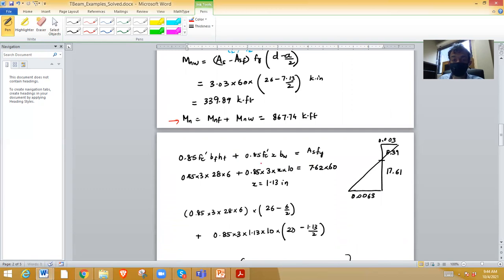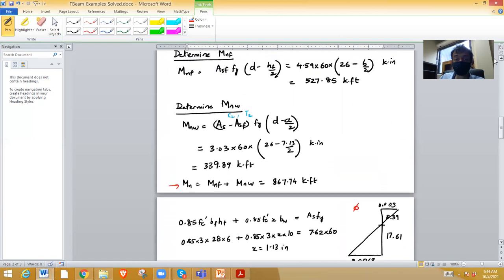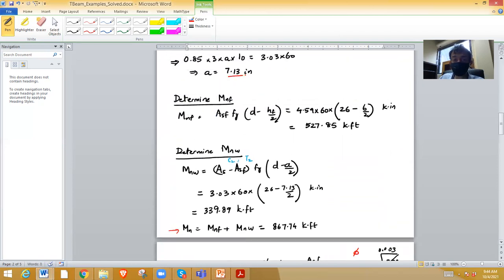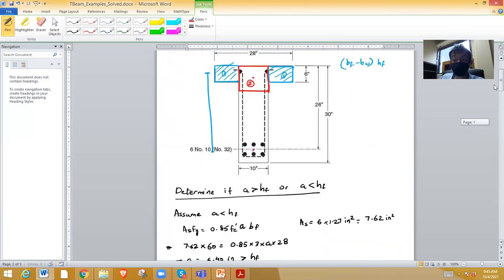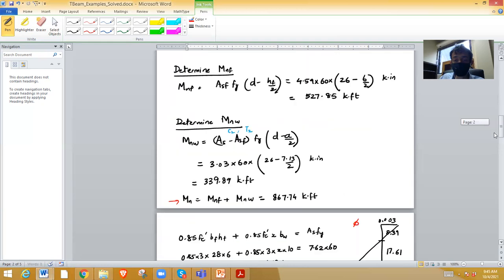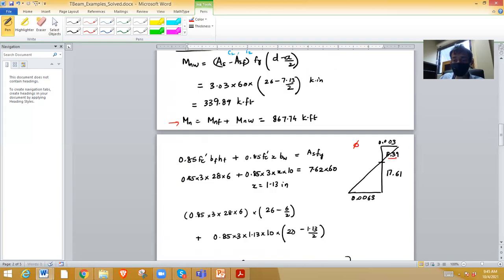Okay. Now we need to confirm the phi value. So what is the neutral axis? Our A value was 7.13 inch. And in this problem, the concrete is 3000 psi. So therefore beta 1 is 0.85. So neutral axis depth is 8.39. So you have the D on the other side, 26 minus this, 17.61. Then here you will get much more than 0.005. So phi 0.9 is fine.